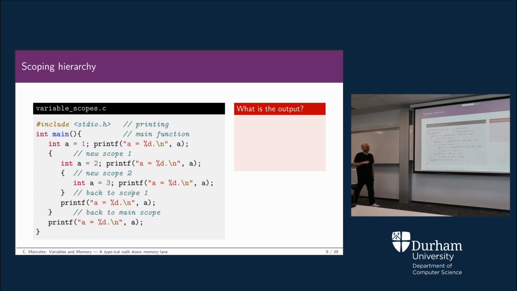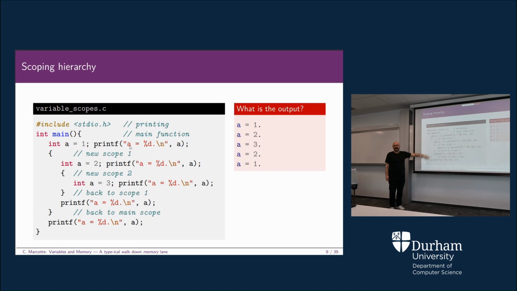What is the output? This first line is hopefully clear. Nothing confusing yet. There's a single scope. A equals 1, and then we print out the value of a. So the first line should be a equals 1. What about here? A equals 2, and then a equals 3. And then we go back to scope 1, where a equals 2, and then we go back to the main scope, where a equals 1. So it should be 1, 2, 3, 2, 1.